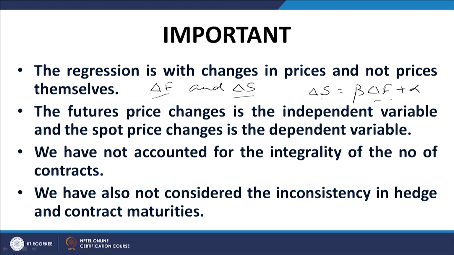The second thing is we have not accounted for the integrality of the number of contracts. As I mentioned, the number of contracts are standardized. The number of underlyings that are covered by one futures contract are standardized. You can take position in an integral number of futures contracts, you cannot take positions in integral numbers of units of the underlying. Futures contracts constitute the trading lot, the lot size. Trades have to be made in terms of the lot size, that is also known as the contract multiple. So, we have not accounted for the integral nature of the lot size.